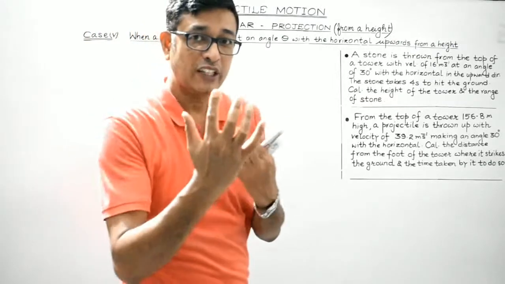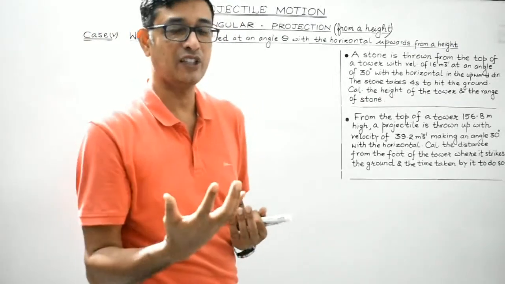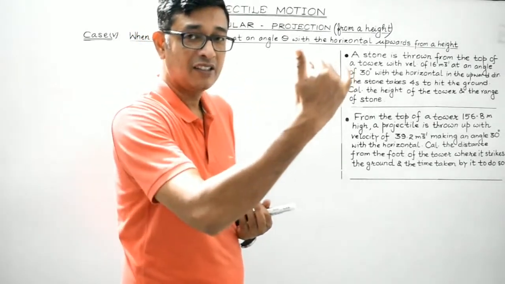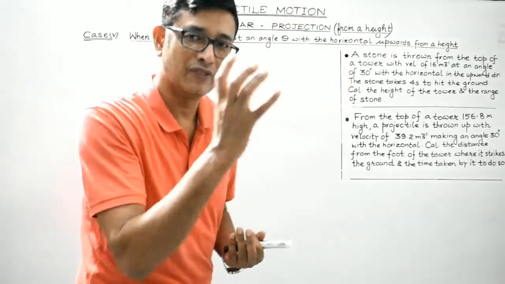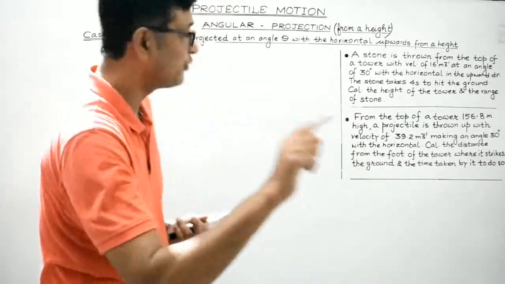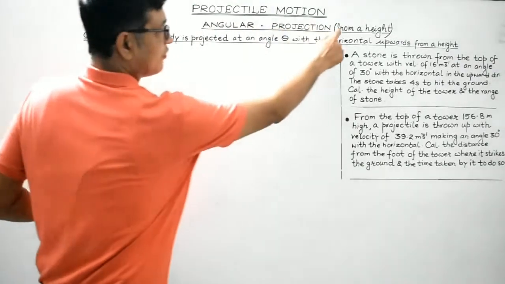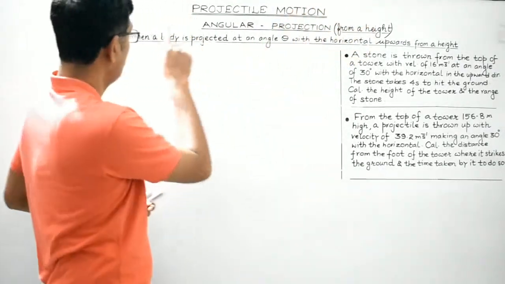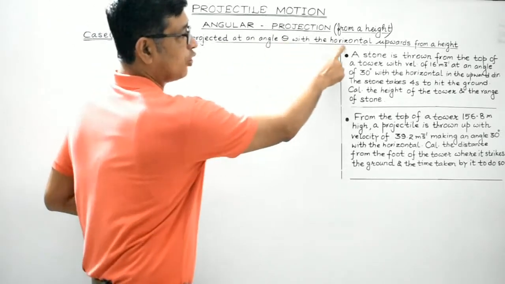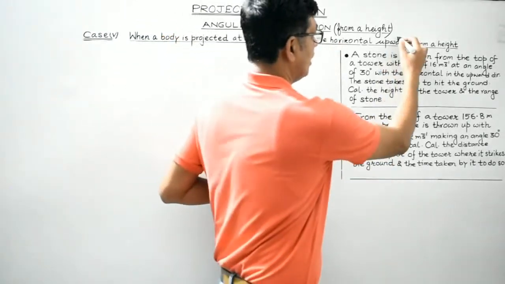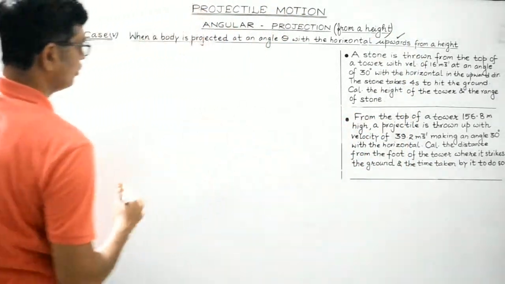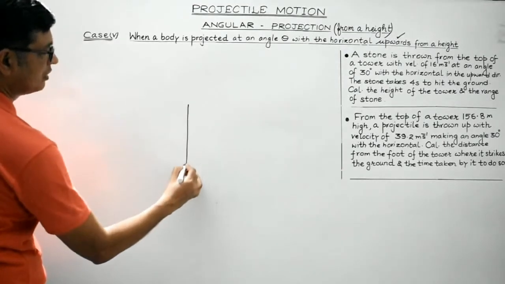Now try to make out the difference between case 4 and case 5. Case 4 was angular projection from a height in which the body is projected with some velocity making an angle theta with the horizontal in the downward direction. Case 5 is angular projection from a height, again the same thing, but in this case the body is considered to be projected at an angle theta with the horizontal upwards from a height, upwards, right? So this will be the situation like this.